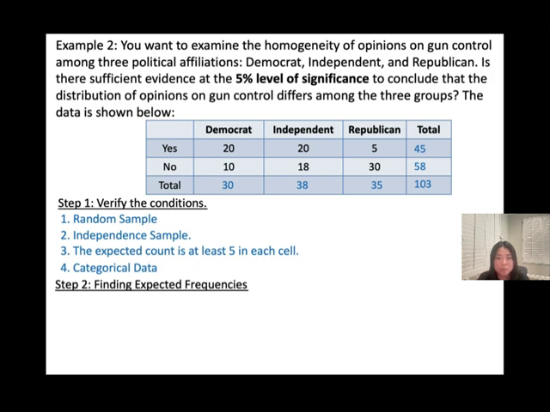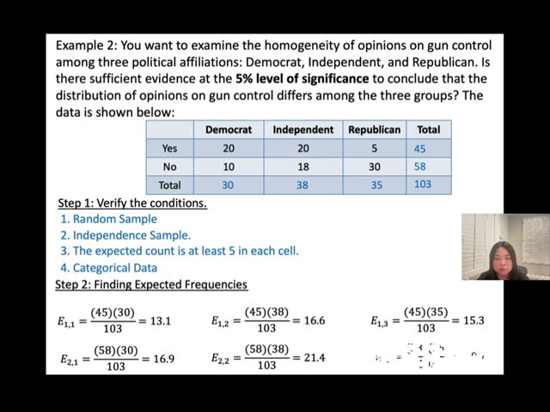Okay, find the expected frequency. So the first one, the Democrat, yes, that will be 45, the row total times the column total, divided by the grand total. So you should get 13.1. So try to do it one by one. Check your work.